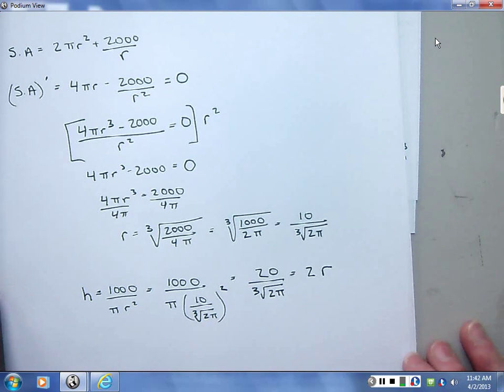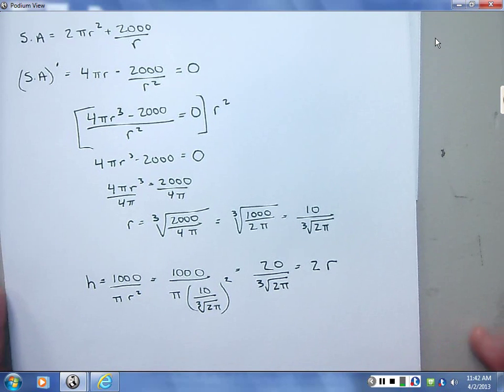So it turns out to minimize surface area, your can's height is twice its radius. So if you have a can that has a radius of 5 inches, the height of the can is going to be 10 inches to minimize that surface area. In this case, our numbers didn't come out nice, but they could come out a little bit nicer.